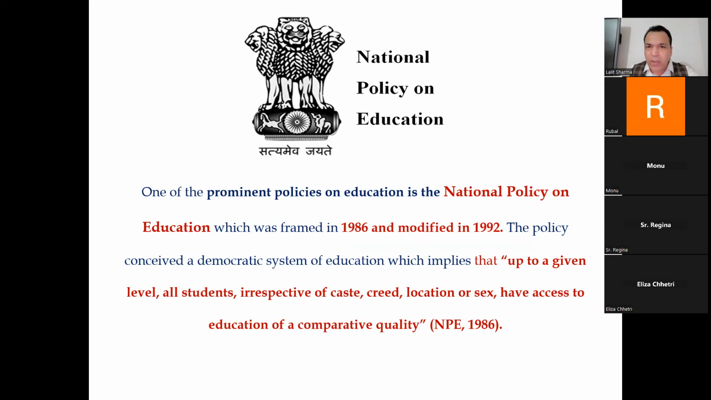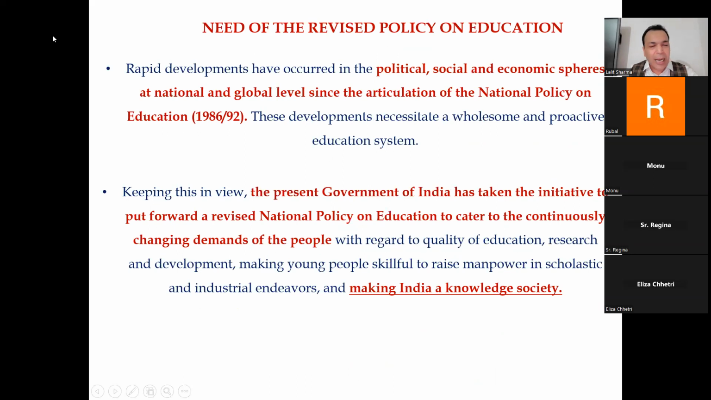This is one of the prominent policies on education, the National Policy on Education, which was framed in 1986 and modified in 1992. The policy conceived a democratic system of education, which implies that up to a given level, all students, irrespective of caste, creed, location, sex, have access to education of a comparable quality. What is the need of a revised policy?